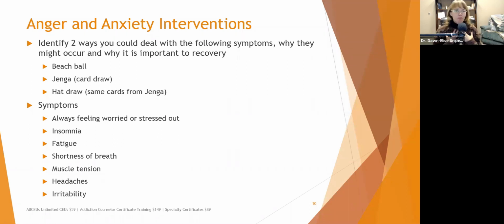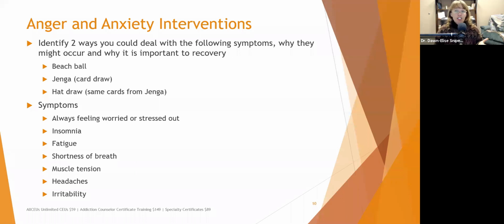My favorite is the beach ball, just because it's easy. You can get really cheap beach balls at the dollar store, the inflatable ones. And on each color of the beach ball, you can write a different symptom. And when you pass it around, whatever symptom is facing up when they catch the ball is the one they've got to talk about. So it's a little bit more active than others.